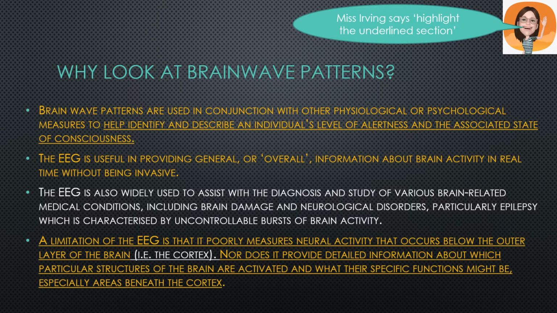So the limitation of the EEG is that it poorly measures neural activity that occurs below the outer layer of the brain. Nor does it provide detailed information about which particular structures of the brain are activated or what their specific functions might be, especially areas beneath the cortex. Essentially, all it's measuring is the brainwave patterns, right? So that's a limitation. It doesn't go deep enough. It doesn't try to explain anything else. It just goes, all right, which brainwave pattern are you in at the time?